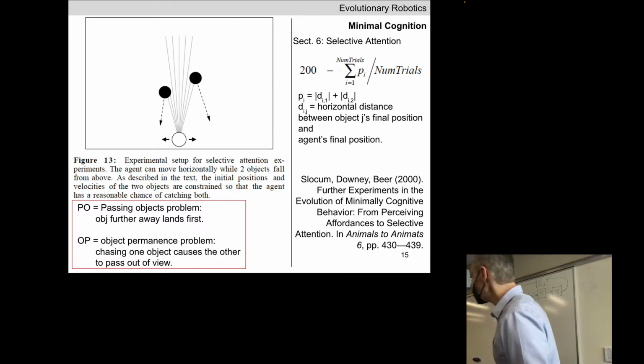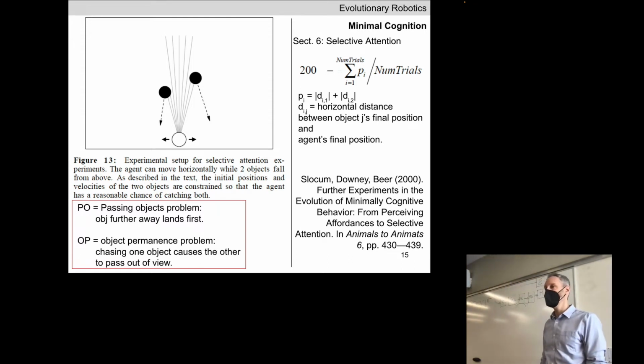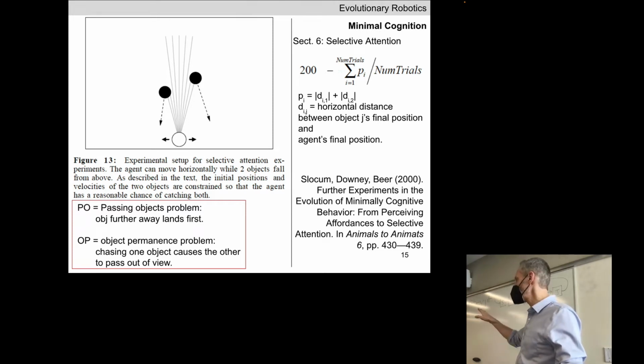Separate problem is the object permanence problem. As you saw in that video, depending on how the robot moves, intermittently, the robot will not be able to directly sense one or possibly both objects. And it has to remember where they are, where they were headed, and probably their velocity as well. Yeah? So looks simple, but this is definitely a very challenging problem. Okay. Passing objects problem and the object permanence problem.